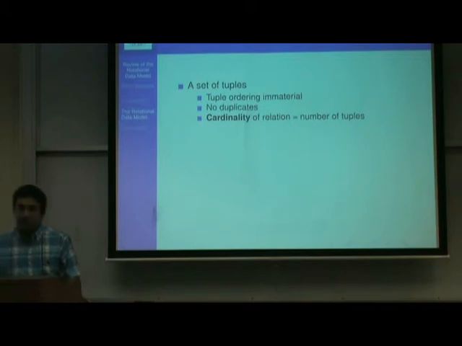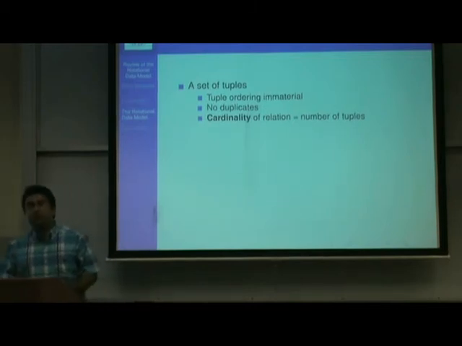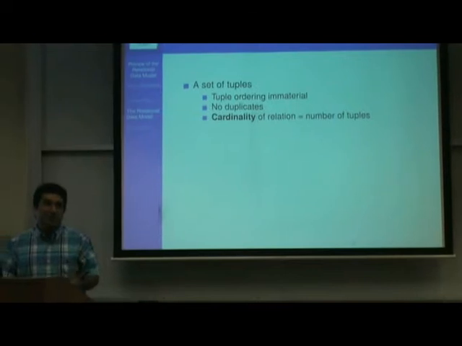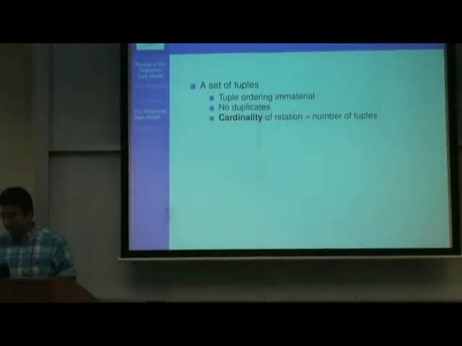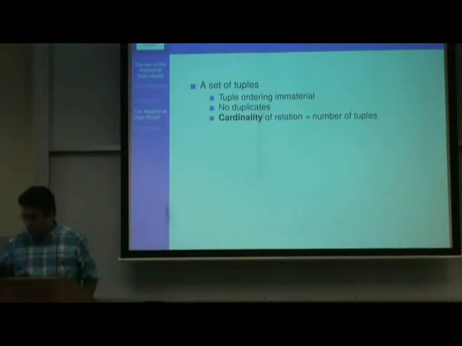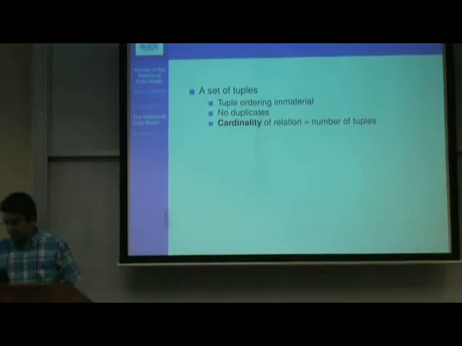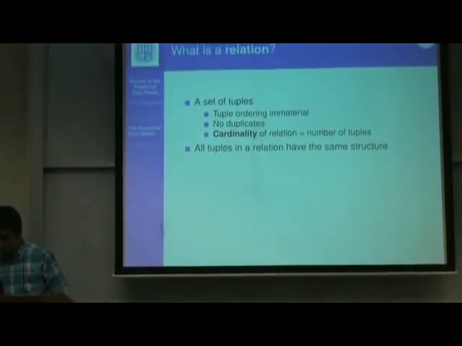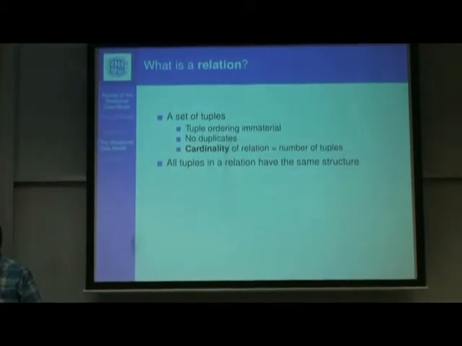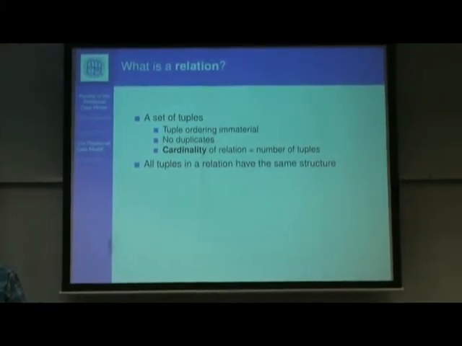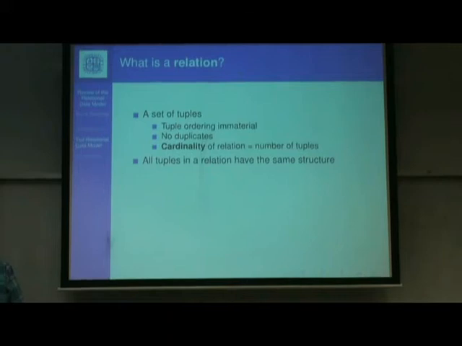So basically, in theory, there are no duplicates. However, I'm sure that all of you have worked with these database systems, and you see that duplicates exist. The cardinality of a relation is the number of tuples in the relation. All tuples in a relation have the same structure in the relational model.